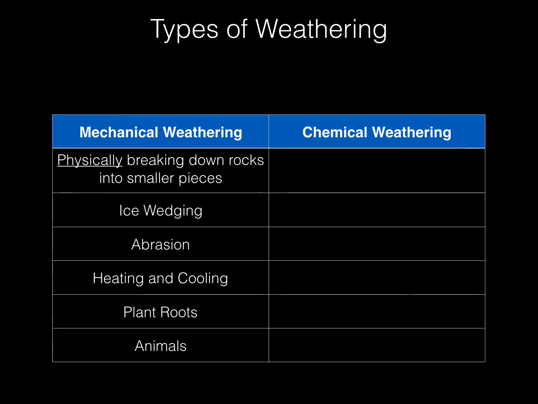Definition of mechanical weathering is physically breaking down rocks into smaller pieces. It's like if I gave you a rock and you took a hammer to it, that would be mechanical weathering because you physically broke it. But types of mechanical weathering done in nature is ice wedging, abrasion, heating and cooling, plant roots, and animals. These are all things that are in nature that can mechanically weather rocks.